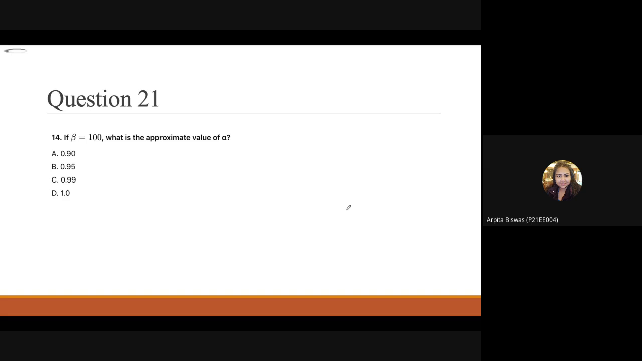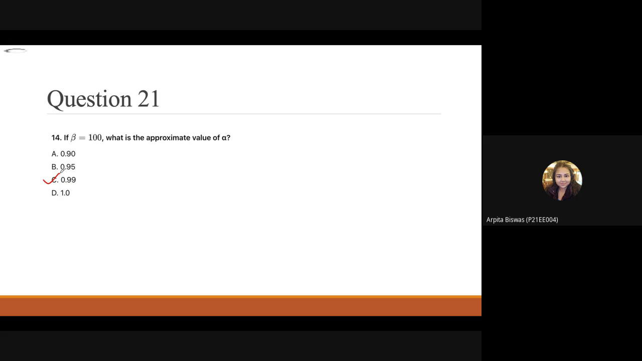So this is question number 21. If beta is 100, what is the approximate value of alpha? Please calculate it. First option 0.90, second 0.95, option C 0.99, and option D 1. Option C, 0.99. Yes, option C is the right option.